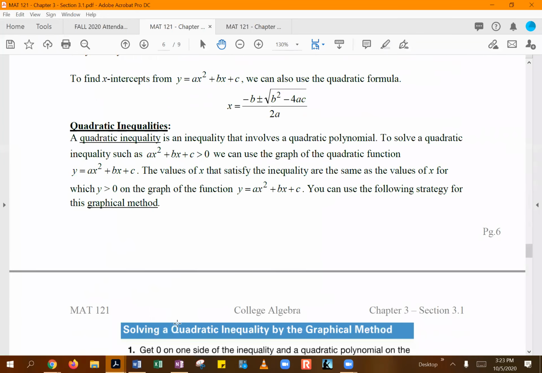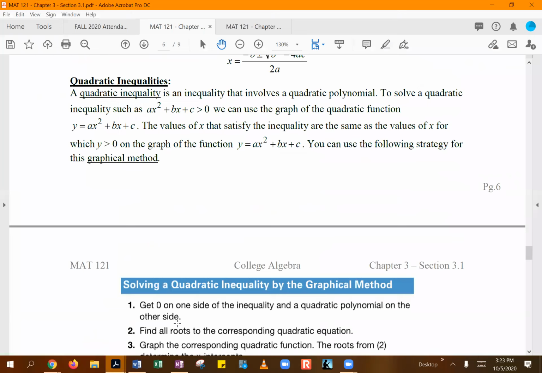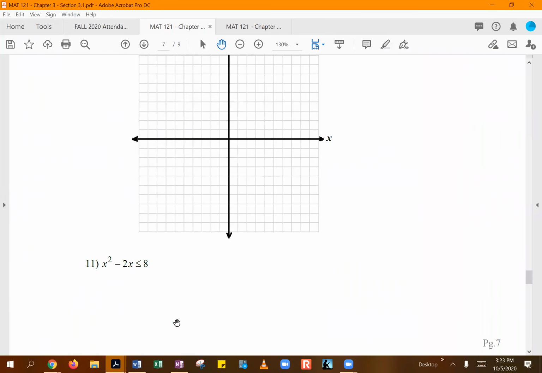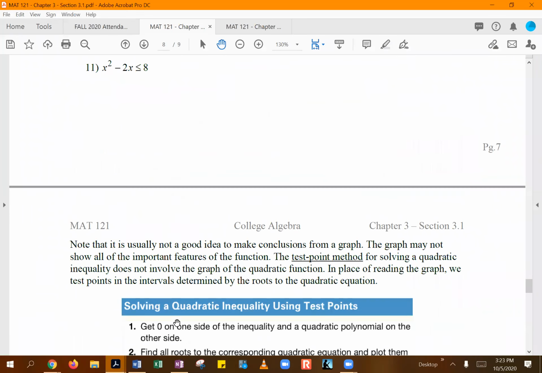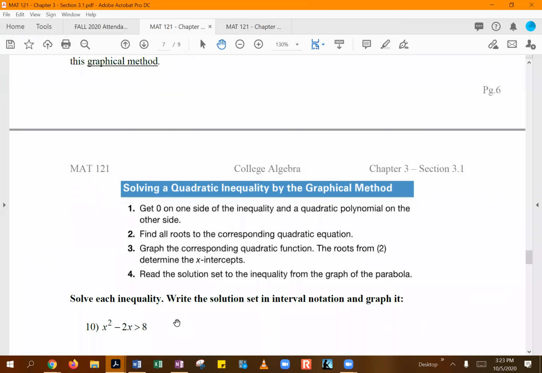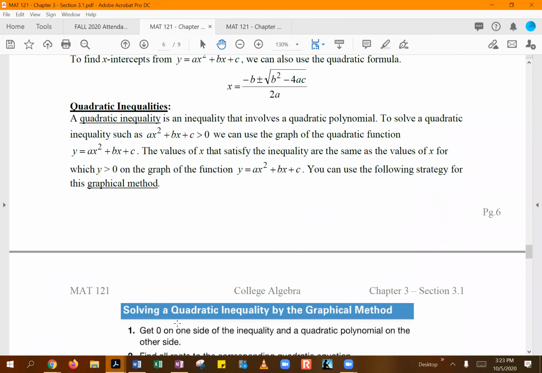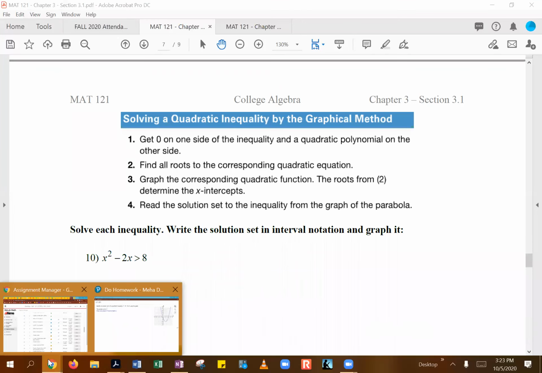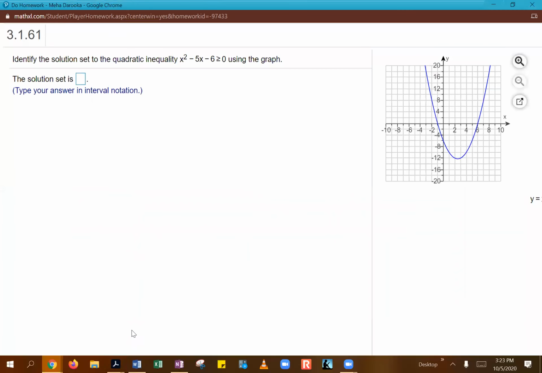So when we are solving our quadratic inequalities, you will see there's two different ways we're going to be doing this: using the graphical method, and then we also have what we call the test point method. So right now we're looking at the graphical method. Once you have the graph of your parabola, which is what we are given over here, you have to see which part of the graph will satisfy our inequality.